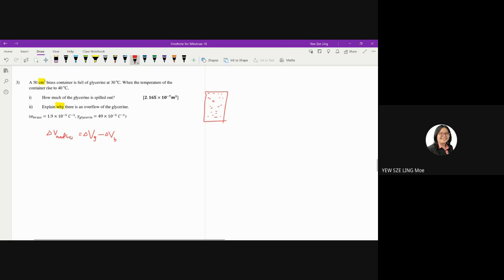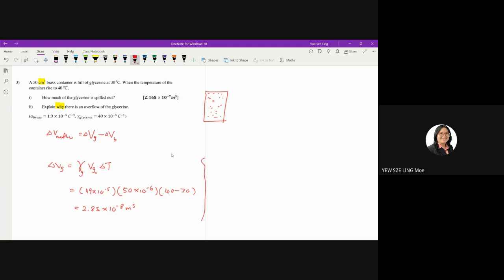Now let's see, in this question you need to calculate delta Vg. So delta Vg is equal to gamma G, glycerine, times the Vg initial, times delta T. This is the equation that we're going to use. Glycerine is 49 times 10 to the power of -5. Initial volume is 50 cm cube, which is 50 times 10 to the power of -6 meter cube. The change in temperature is from 30 degrees to 40 degrees, so 40 is your final temperature, 40 minus 30. If you calculate, it should be 2.8 times 10 to the power of -8 meter cube. This is the change in volume of the glycerine.